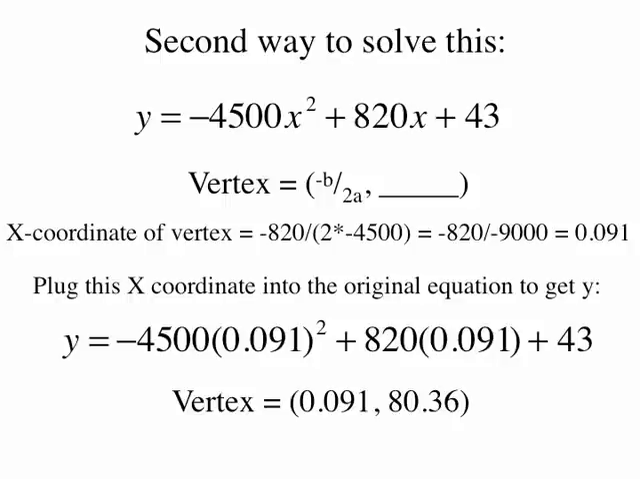In order to see this parabola in your graphing calculator, you'll need to set your windows so that the x-max is 1 and the x-min is -1, and the y-max is 80 and the y-min is -80. That'll give you a view similar to what I've shown on the screen here.